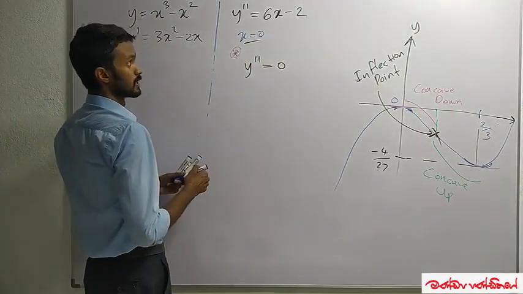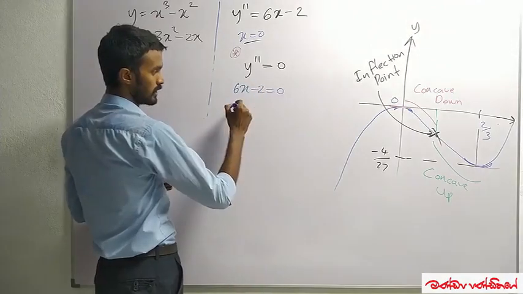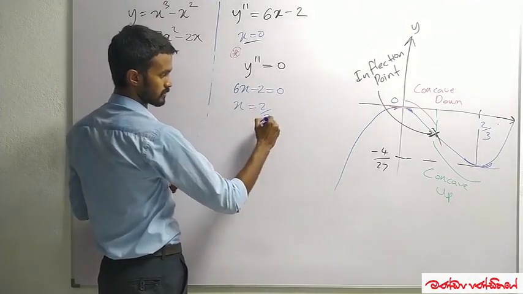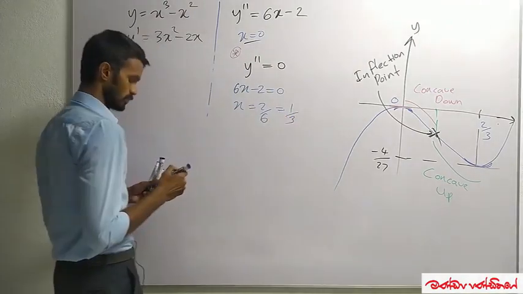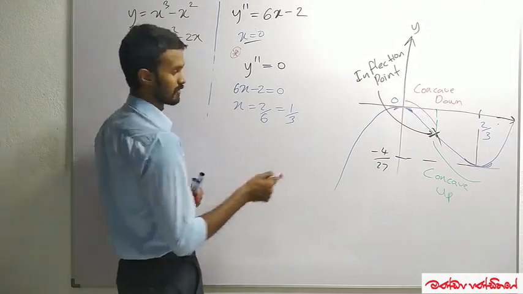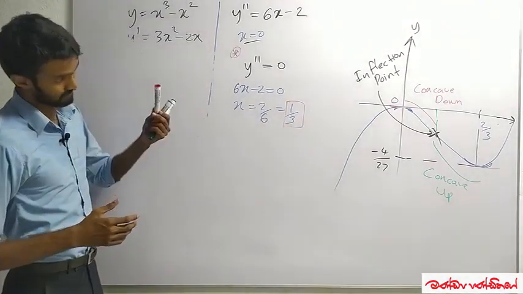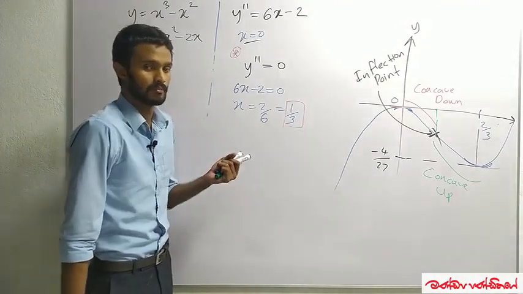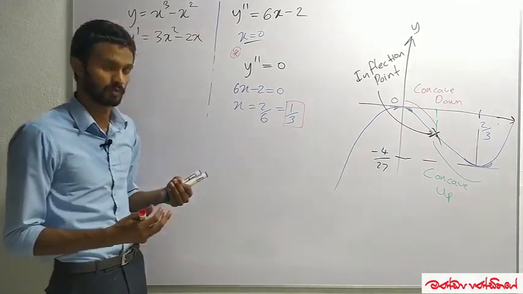So I'm considering y double dash equals 0, which means 6x minus 2 is equal to 0. x is equal to 2 over 6, which is 1 over 3. So according to the theory, 1 over 3 can be an inflection point. It is not definitely one, we can't be 100% sure. It can be an inflection point.